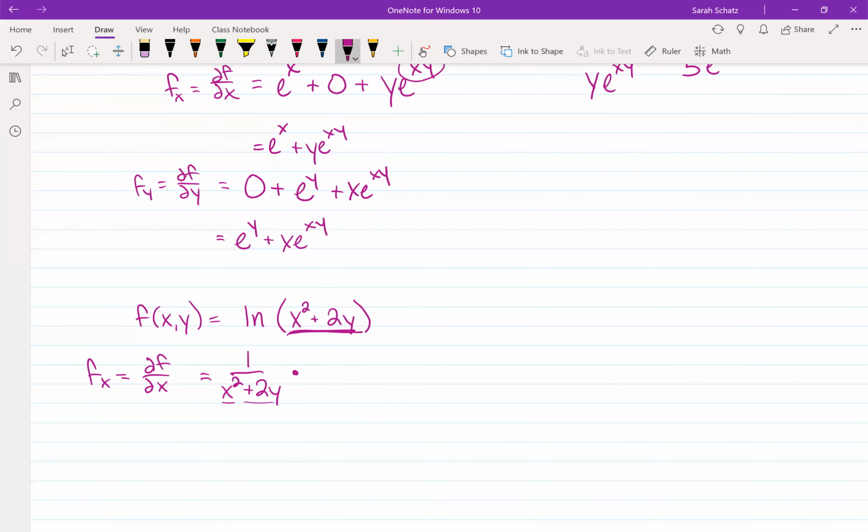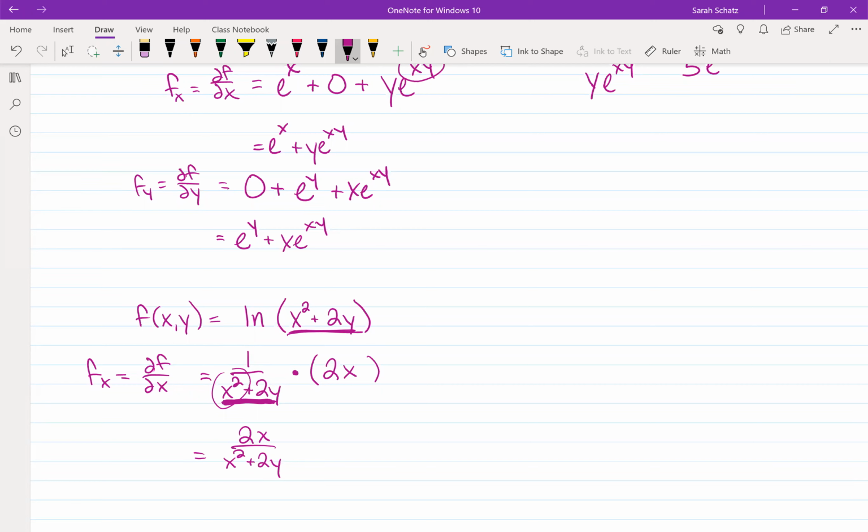But the difference between these two partials is going to come in the chain rule. Don't I then multiply by the derivative of this here? When I'm going with respect to x, I need to find the derivative of x squared plus 2y. But if I'm treating y as if it's a constant right now, then 2y is a constant. It's going to go away. And the only part of the derivative I'm going to have is the 2x, the derivative of x squared. So what I end up with is 2x over x squared plus 2y.